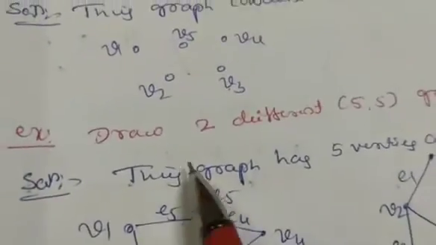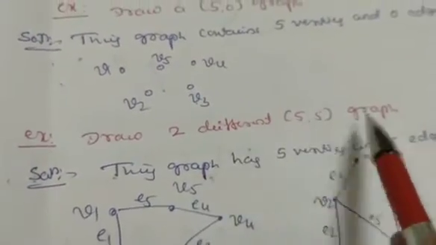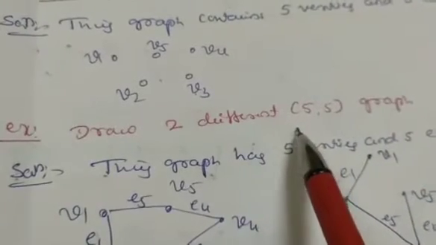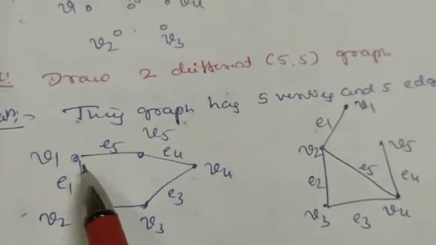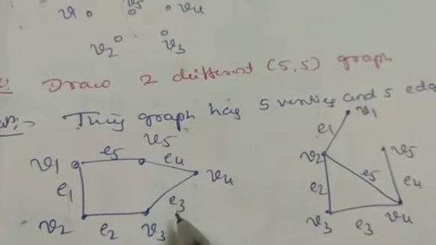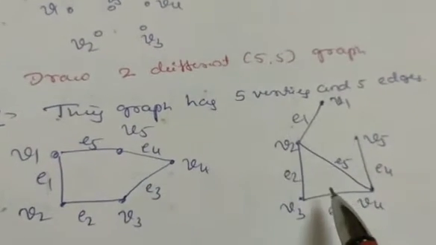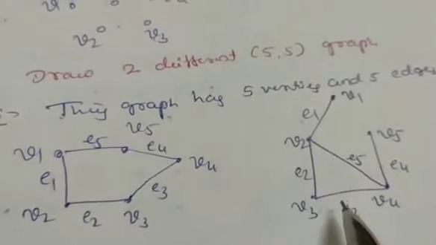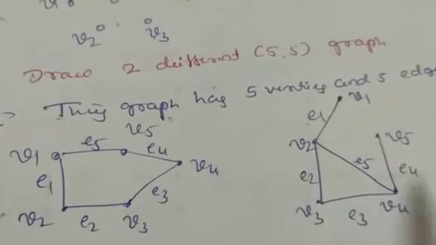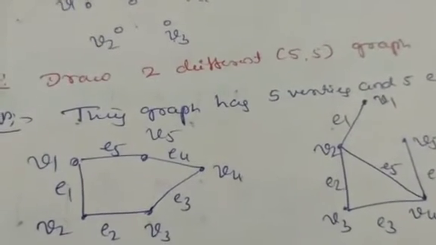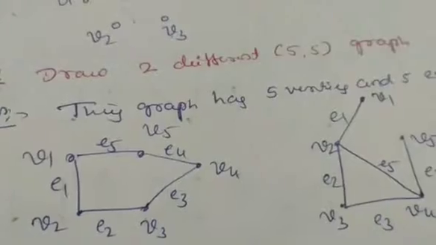Take one more. Draw 2 different 5, 5 graphs, which means 5 vertices and 5 edges. So we have here 5 vertices 1, 2, 3, 4, 5 and 5 edges like this. And in this graph also we have 5 vertices and 5 edges. These two are different types of 5, 5 graphs.